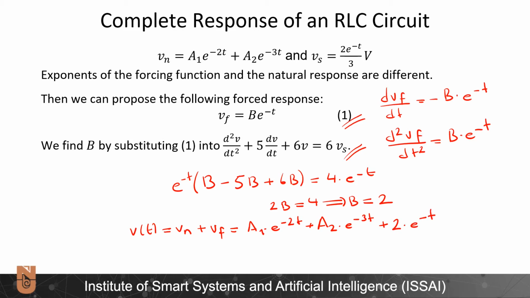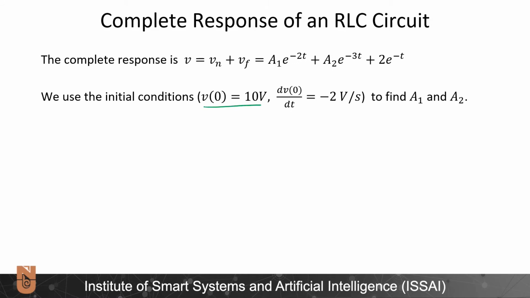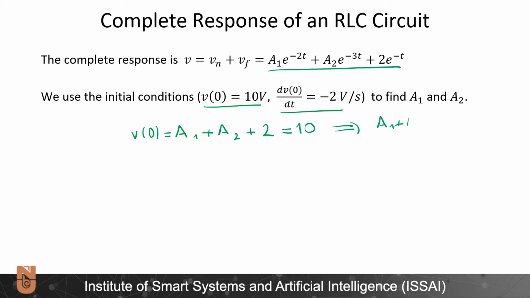Now I still have one problem. I need to find a1 and a2, and for that I will use the initial conditions. Alright, I am given two initial conditions: v0 is equal to 10 volts and dv0 over dt is equal to minus 2 volts per second. So let's use this equation to evaluate v0, and this will be equal to a1 plus a2 plus 2 is equal to 10. And I can write this simply as a1 plus a2 is equal to 8.